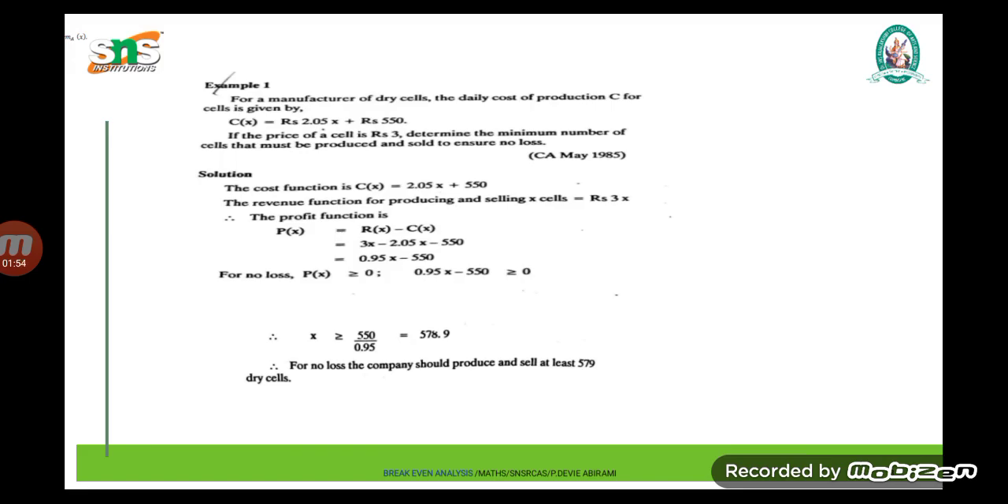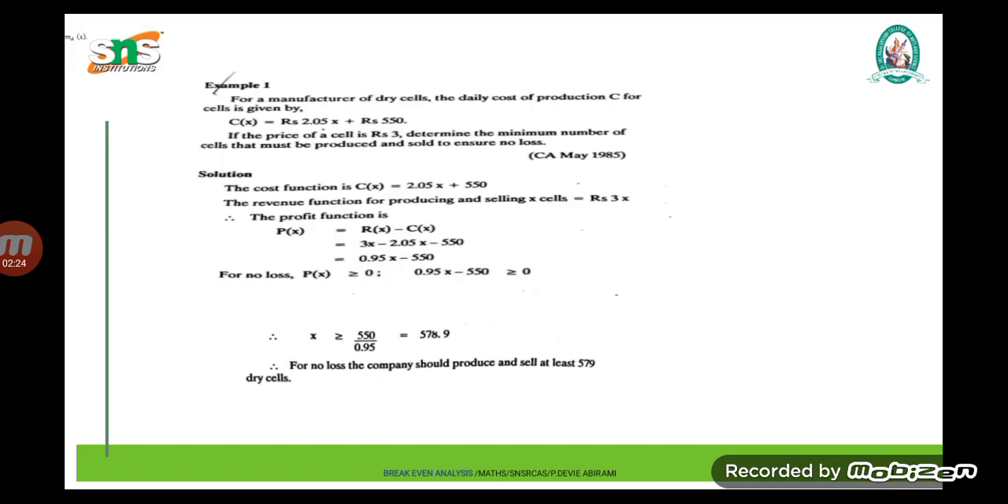The cost function is given by C of x and the revenue function is 3 into x because the price per unit is 3. Profit function is given by P of x is equal to R of x minus C of x. So 3x minus 2.05x minus 550. If I simplify it, I will get the value as 0.95x minus 550. They told that there is no loss. For no loss, the profit function should be greater than or equal to 0.